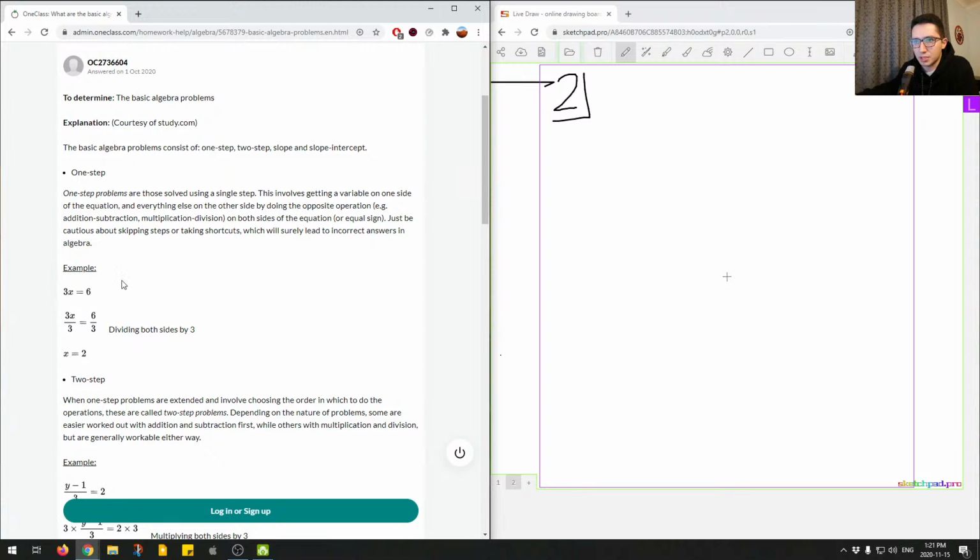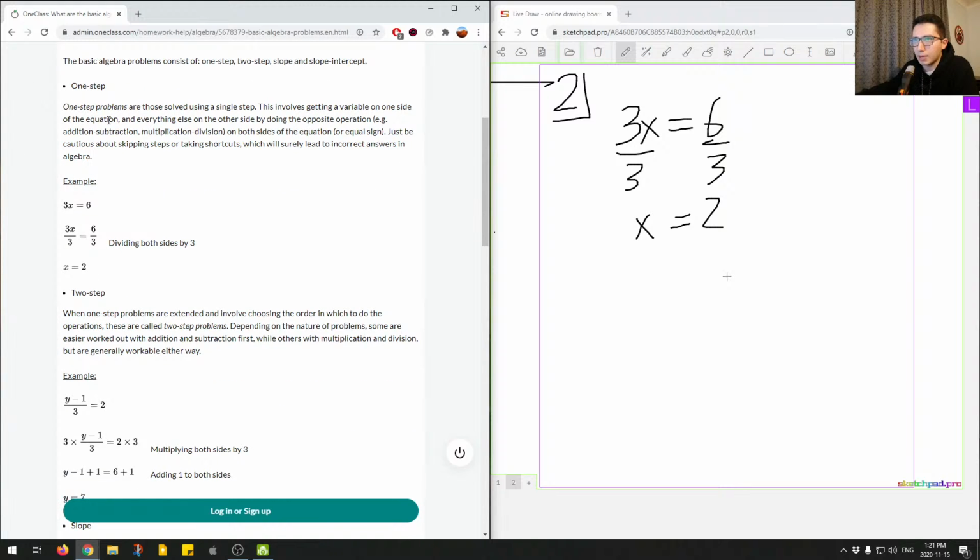So here they give us just a simple algebra problem. We have 3x is equal to 6. So the goal for this example is to isolate for x, and in this scenario we just divide by 3 on both sides of the equation, and we end up with x is equal to 2. So we know 3x divided by 3 will give us x, 6 divided by 3 will give us 2. So that's a one-step algebra problem.